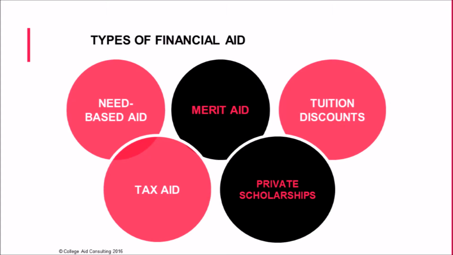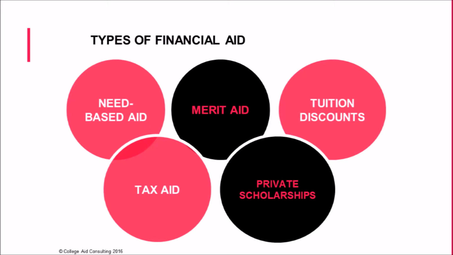Need-based aid, merit aid, tuition discounts, tax aid, and private scholarships. So if you find that you won't qualify for need-based aid, keep in mind that you may be successful in getting help from other sources.